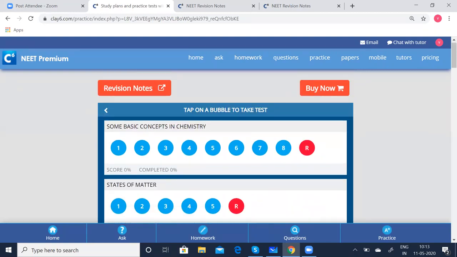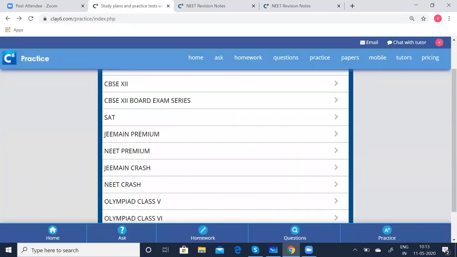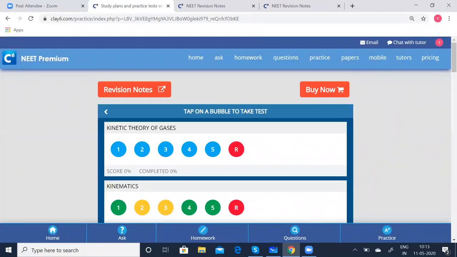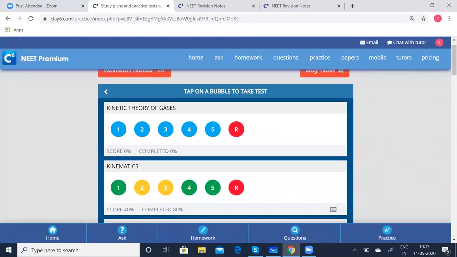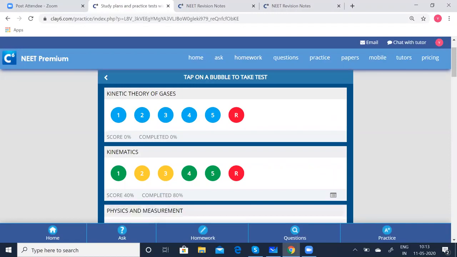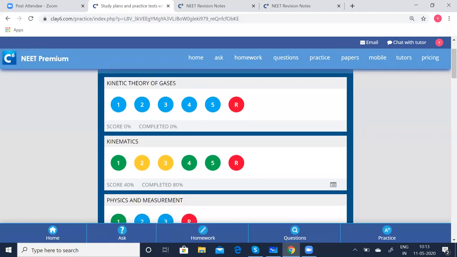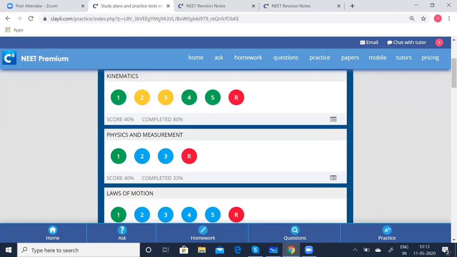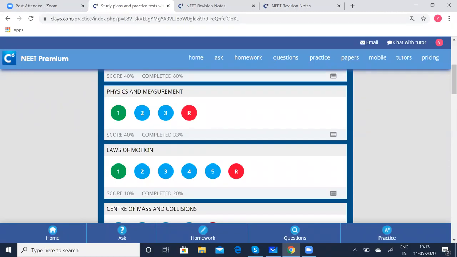I think I clicked the wrong thing. Let us go to the physics tests. Yeah, NEET premium. Go to the NEET premium. Go to the physics tests. You can see we have chapter-wise tests for everything, right from the first chapter to the end: kinetic theory of gases, kinematics, physics and measurements, laws of motion. So here the green bubble indicates that you have taken the test already.